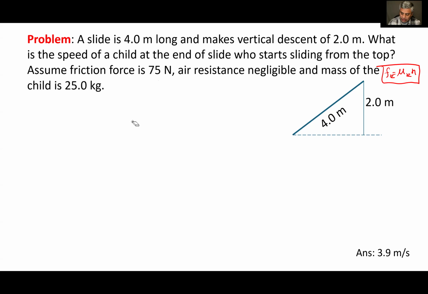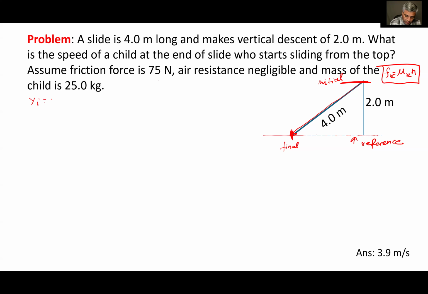So I have sketched the situation here. The slide is 4 meters long. So the kid starts from here. Let's say that is initial. And the kid arrives here. So that is final. So we can choose the reference over here. Okay. So now, once we note them down, we want to write the position and speed and so on.